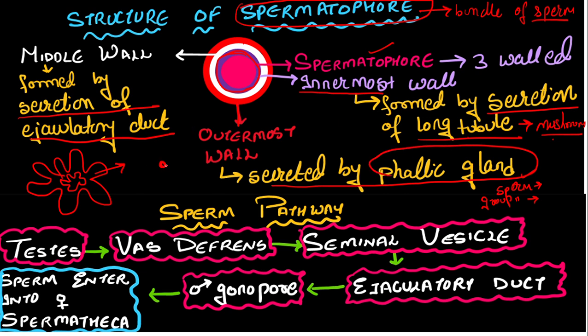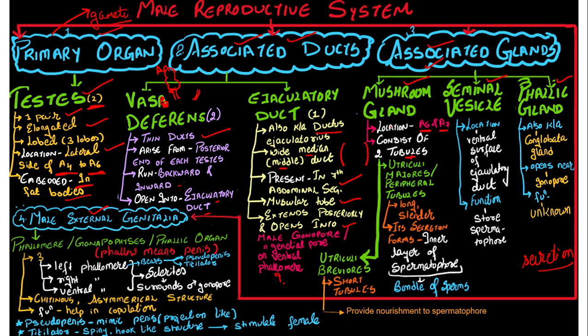So if we talk about this sperm, sperm is bundled together, grouped together, glued together to form spermatophore. These spermatophores have three coverings. The innermost covering is formed by the mushroom gland. Whose? Long tubule of the mushroom gland. Then you have the middle layer which is formed by the ejaculatory duct secretion. Then you have the last layer, the outermost layer, that is formed by the secretion of the phallic gland, right? Now, I hope you will understand this. The same thing is written here, class. Long tubule, it forms the innermost layer of the spermatophore.